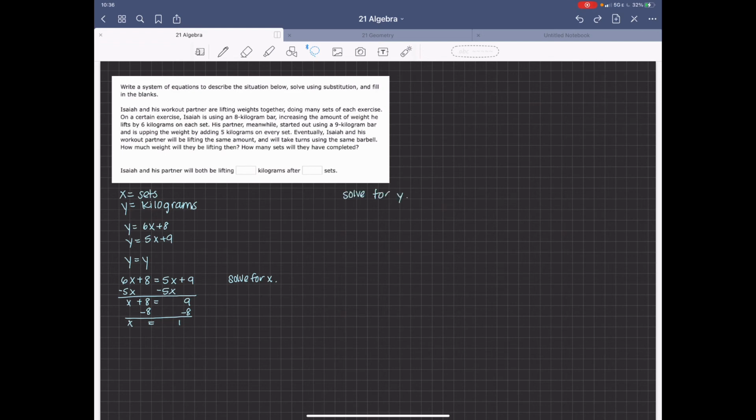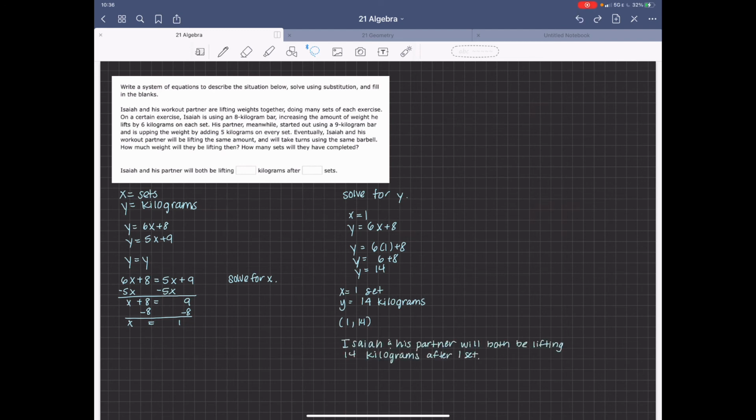So now I'm going to solve for Y. I know that X equals 1 and Y equals 6X plus 8. So then Y equals 6 times 1 plus 8, so 6 plus 8, Y equals 14. So here's what you need to know. After one set, you're going to have equilibrium at 14 kilograms, and a solution would be 1, 14. And here is the statement you're going to write. Isaiah and his partner will both be lifting 14 kilograms after one set.